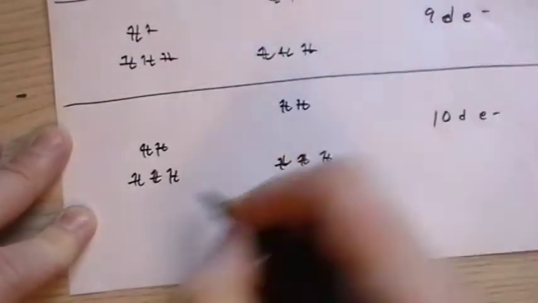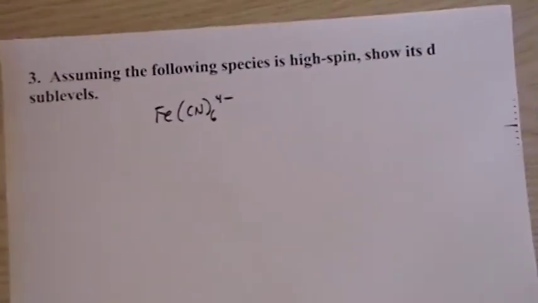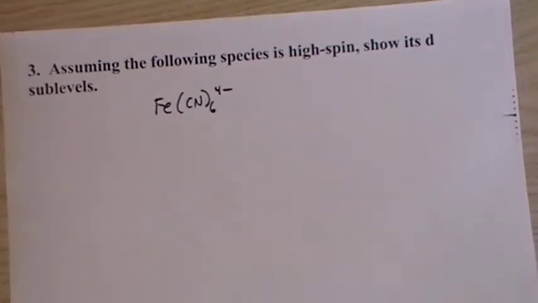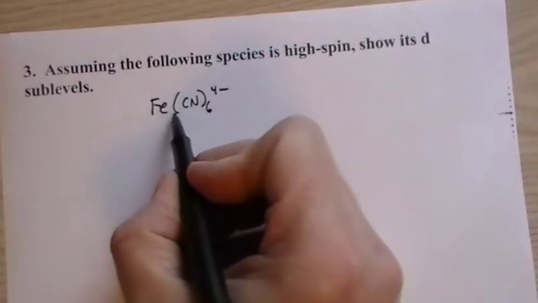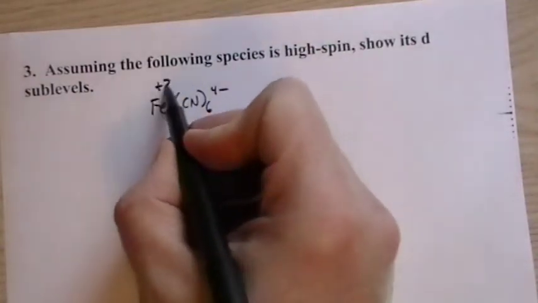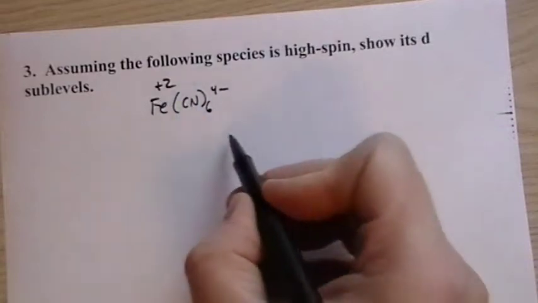So it doesn't really matter in this case how you fill them up. Okay, now, assuming the following species is high spin, show its d sublevels. Okay, so we got a little bit more work to do here. Iron, in this case, is +2, because the cyanides are -1 each, so that's +2 iron.